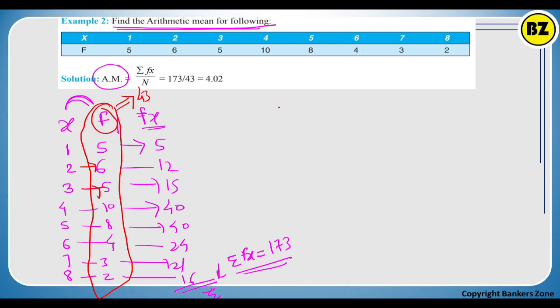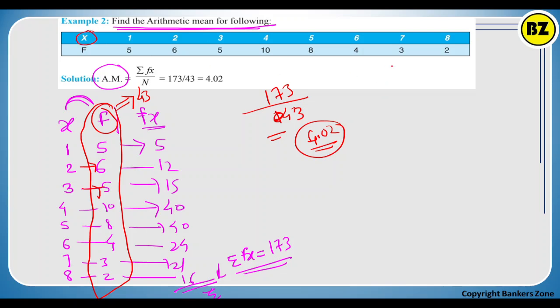Now very simple, you got the total. The total is 173 divided by the total number of elements, 43. So you will get the answer, 4.02. Okay, so very easy, you don't need to worry about the formula. So I repeat, how to solve this type of problem.